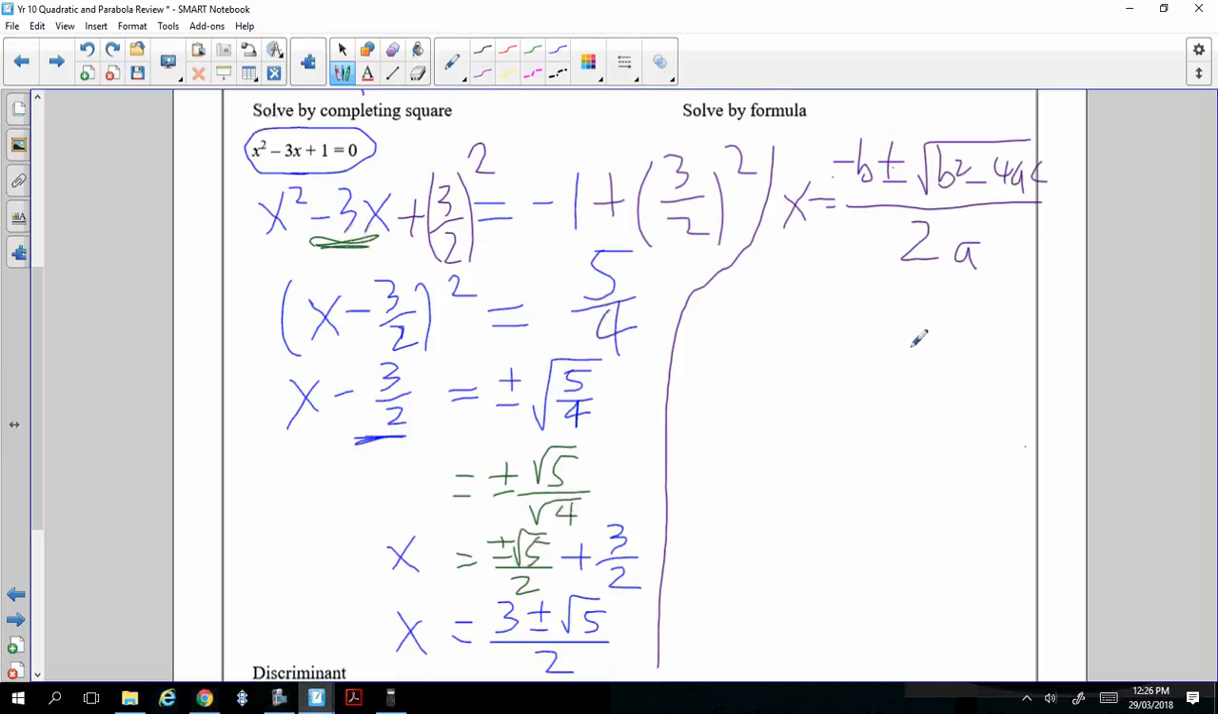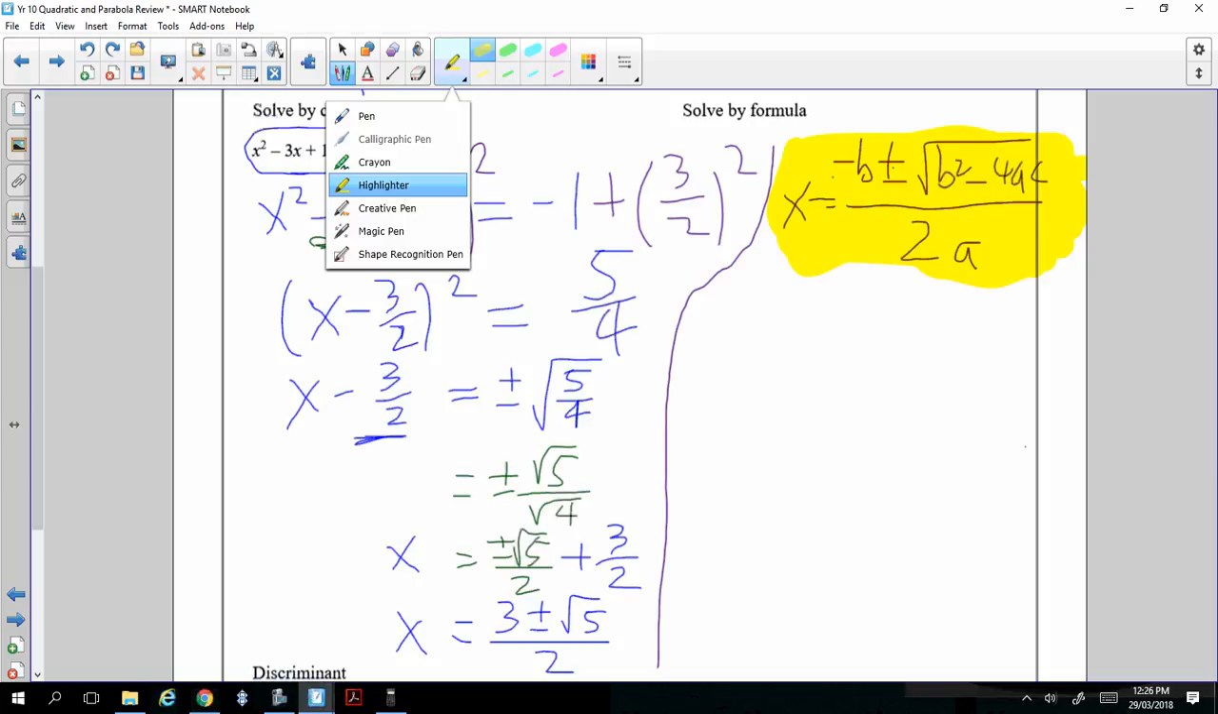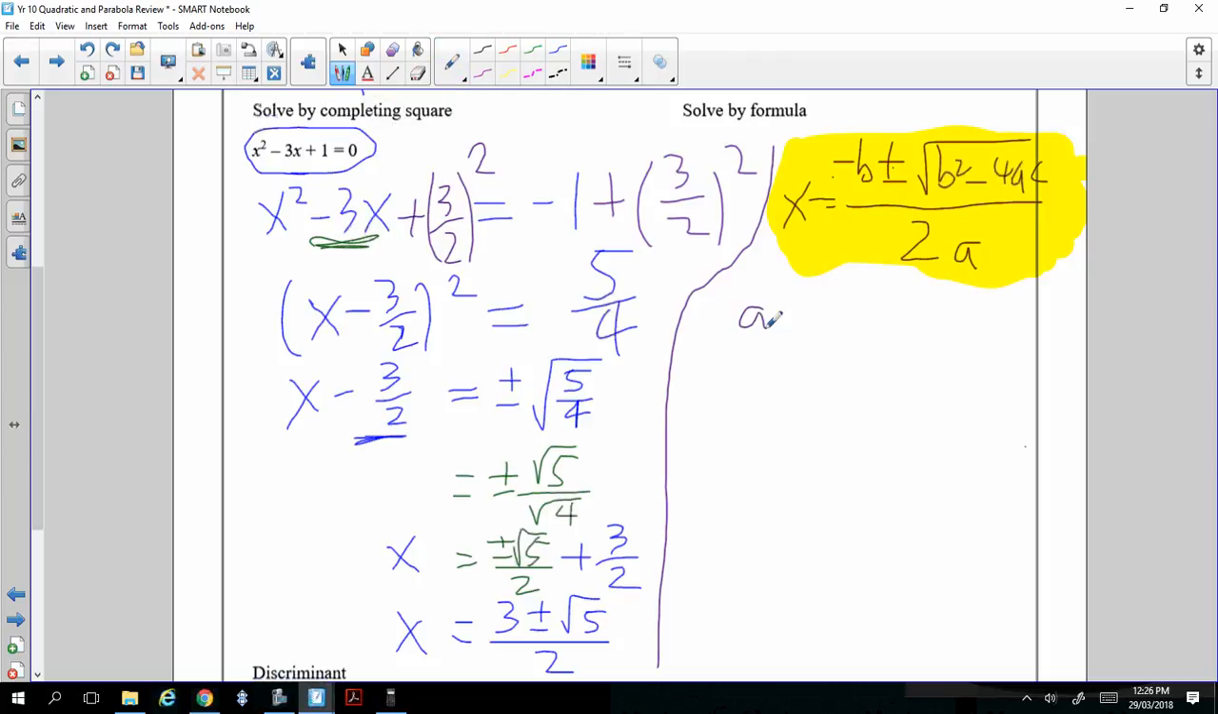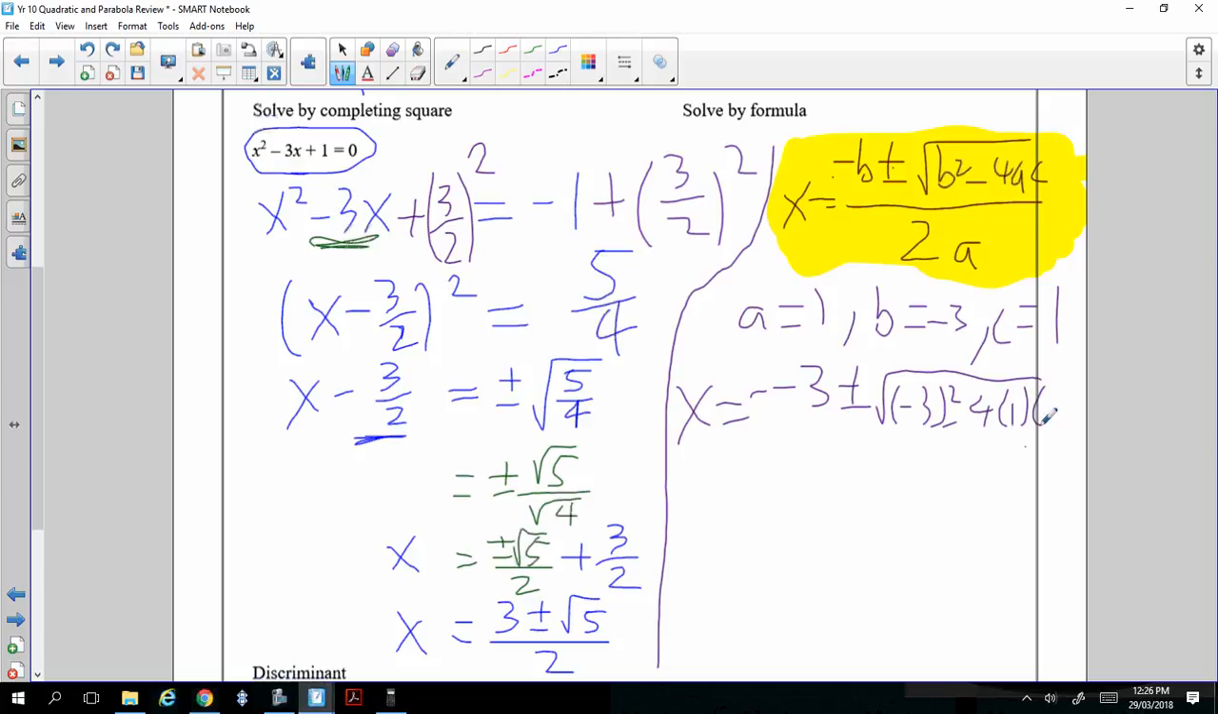Okay, now after we do this, we're going to use the formula. So a is 1, b is -3, c is 1, okay? And then you go x equal to -3 plus and minus. Make sure you put a bracket, -3 squared on your calculator, because it will give you a different answer if you don't. Minus 4ac over 2a, 2 times 1. Okay, then we'll continue.